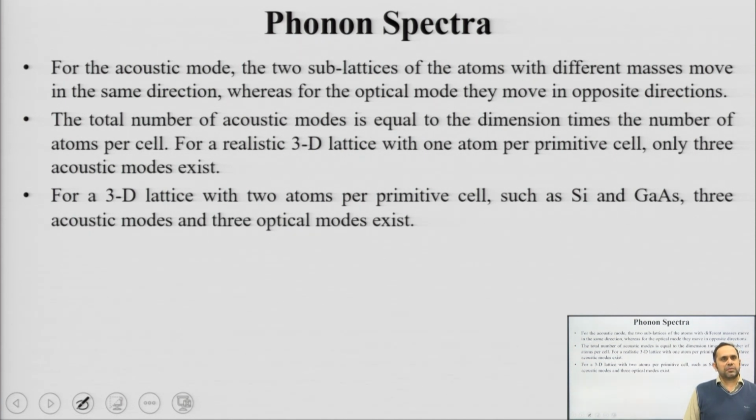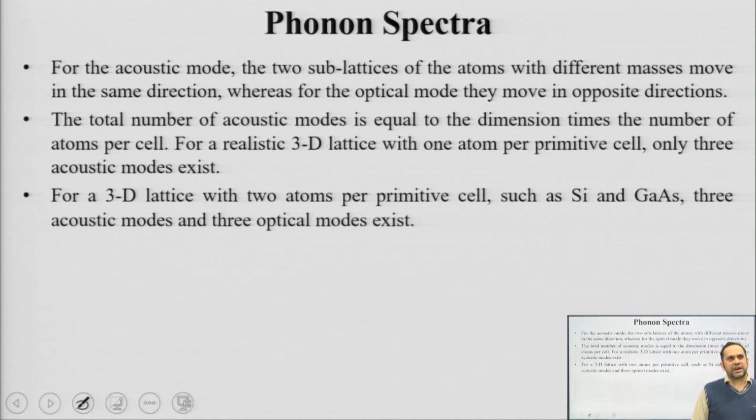The total number of acoustic modes is equal to the dimension times the number of atoms per cell. So, if you are looking at a one dimensional, two dimensional or three dimensional structure, the number of acoustic branches or modes is going to vary. So, for a typical three dimensional lattice structure with one atom per primitive cell, your basic unit cell structure, you can have three acoustic modes. Okay.